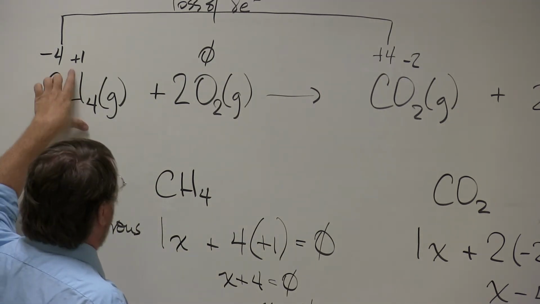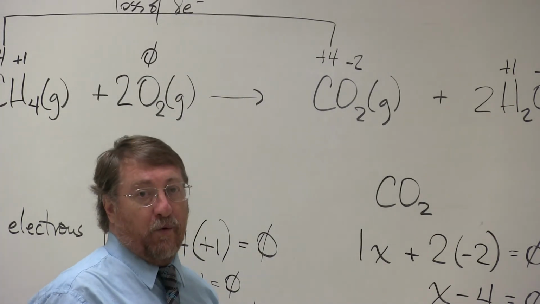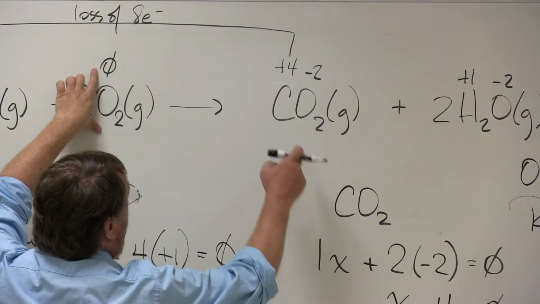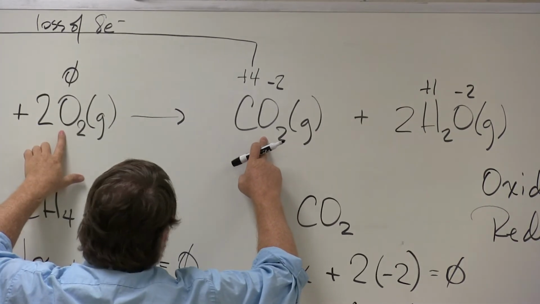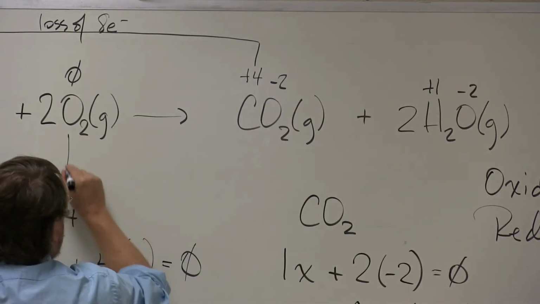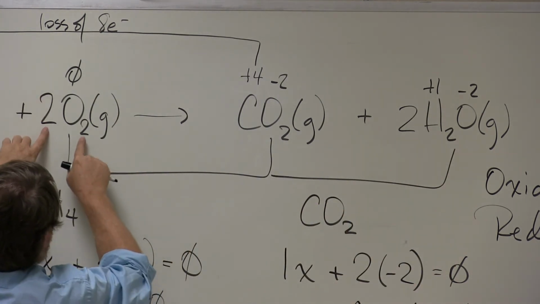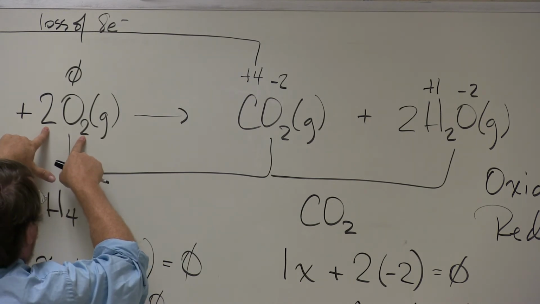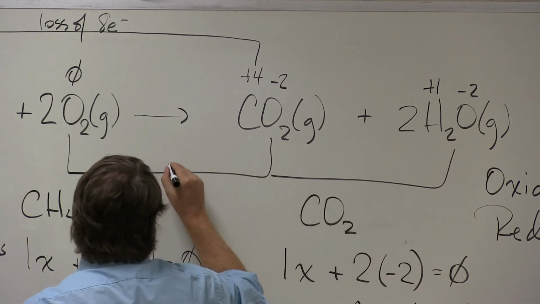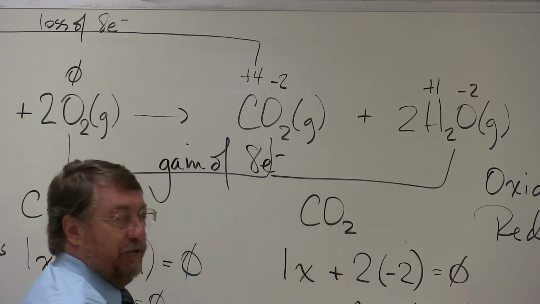Methane here, the hydrogen is +1. We get over here, the hydrogen is still +1. So hydrogen is not involved in what we call the redox, the oxidation-reduction component. But oxygen here is 0, and we get over here, and the oxygens are -2. Okay? So each oxygen is gaining 2 electrons. How many oxygens are doing that? 4. 4 oxygens started out as 0, and 4 oxygens ended up as -2. So this is the gain of 8 electrons. 2 times 4 is 8.